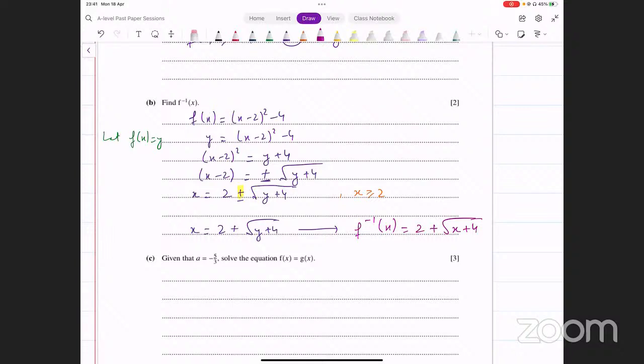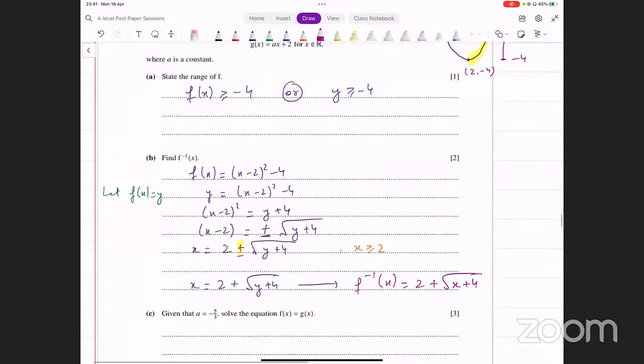कभी कभी इसने यहाँ पे डोमेन पूछी होती है. यहाँ पे इसने इस क्वेश्चन में नहीं पूछी. अगर डोमेन पूछी हो, you have to remember range of the original function is the domain of the inverse function, and the domain of the original function is the range of the inverse function. Okay, so they are opposites of each other. Original function की range inverse की domain होती है, original function की domain inverse की range होती है. Okay.